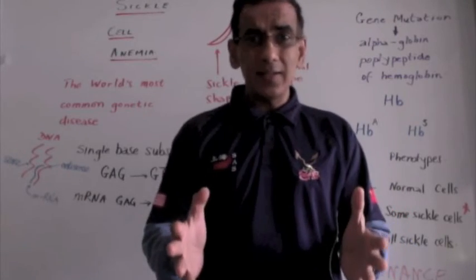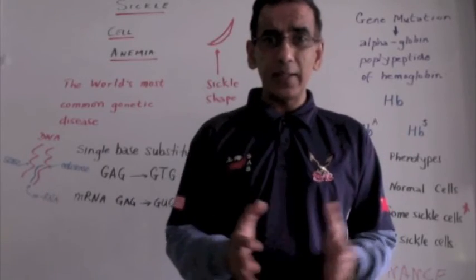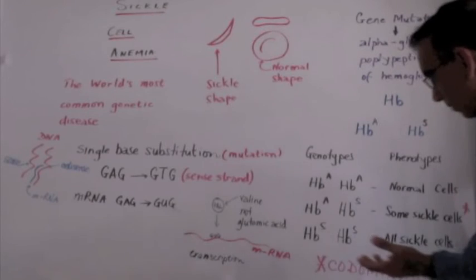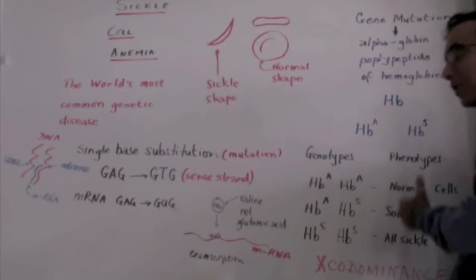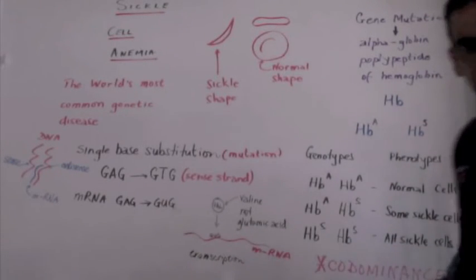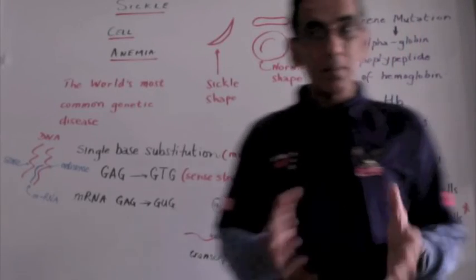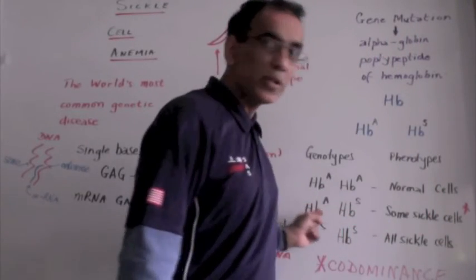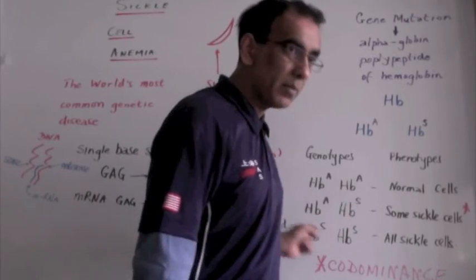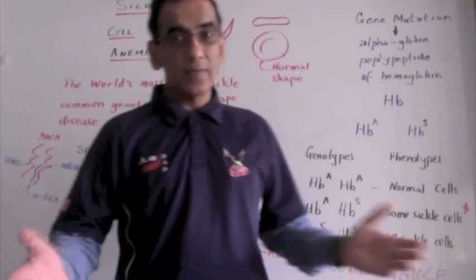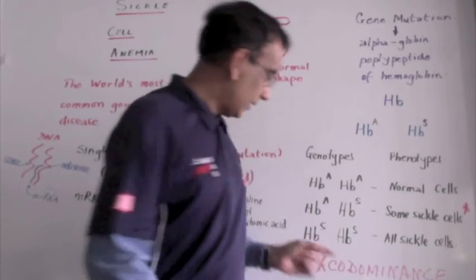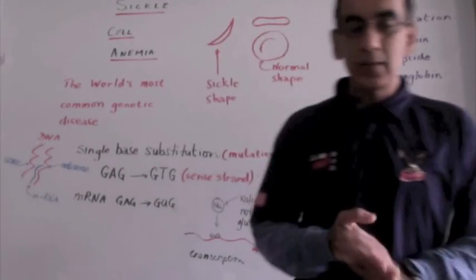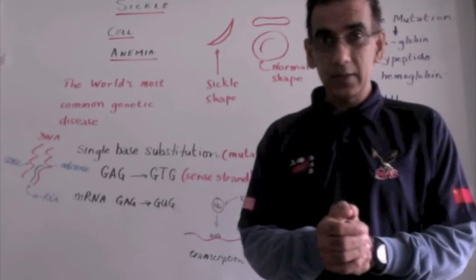But why is it that the process of evolution by natural selection has allowed such a seemingly negative trait to be propagated in the human population, to the extent that in some populations in East Africa, 35% of the population carry this genotype, and as many as 5% of newborn babies are homozygous for sickle cell. And there's a good reason for this.